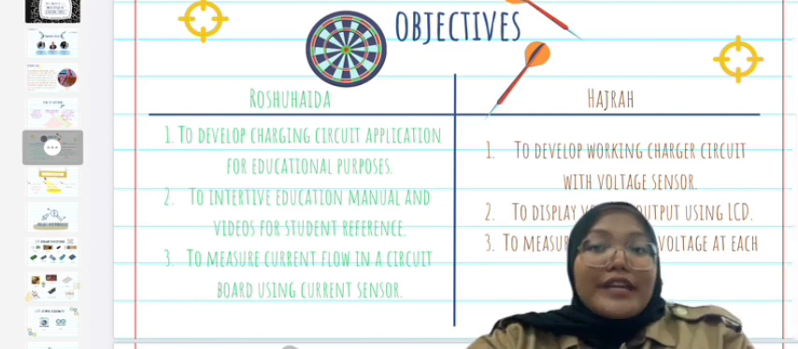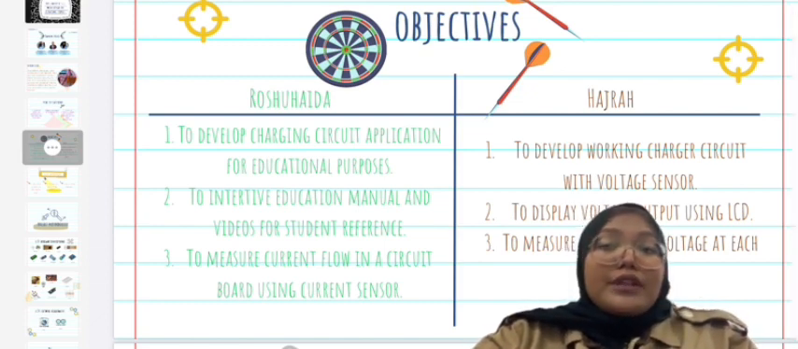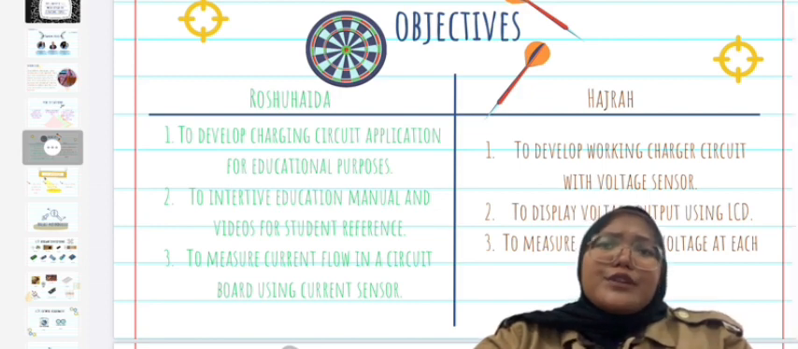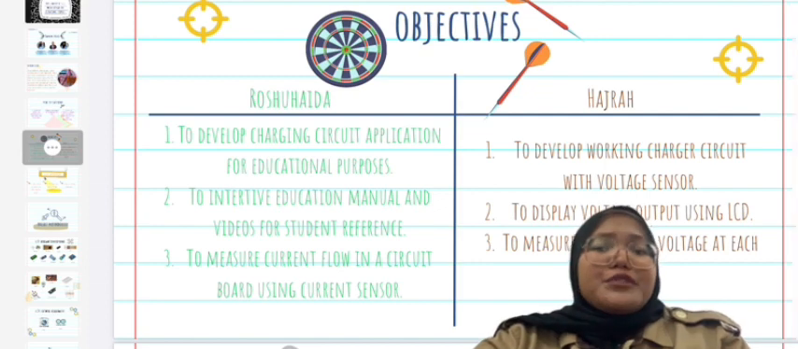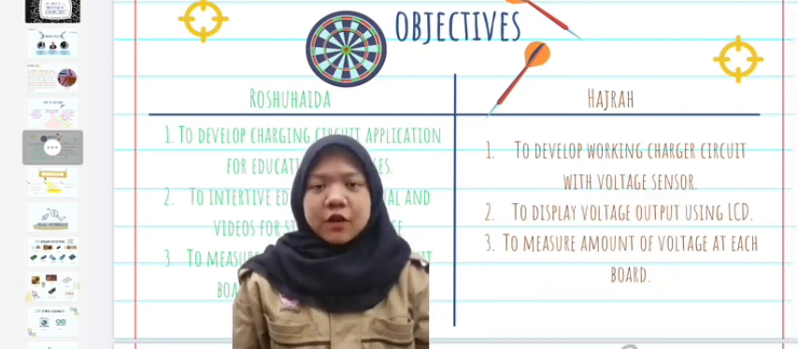This is Roshuhaida's objective. My objective is, the first one, to develop a charging circuit application for educational purpose. Second, to provide an interactive education manual and videos for student reference. And the last one is to measure current flow in a circuit board using a current sensor. These are my objectives.